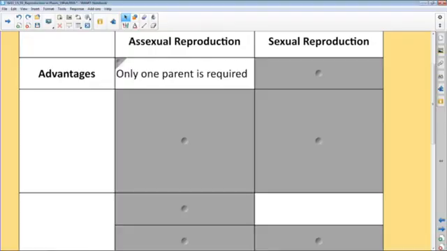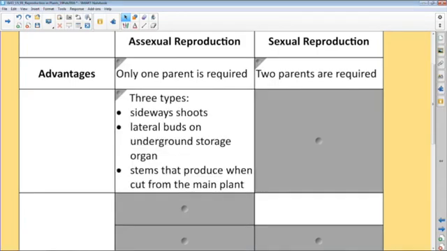With sexual reproduction, you need a male and a female, okay? If we have a look at sexual reproduction, 2 parents are required. Simple. 2 parents are required. Without the one, you're not going to make it. Right? Very, very important.